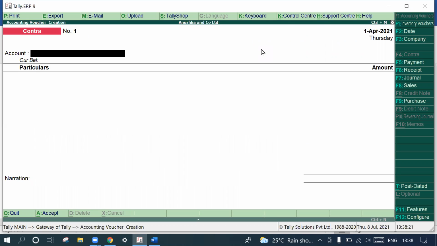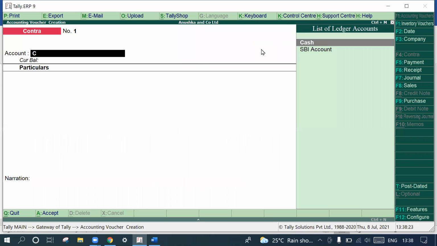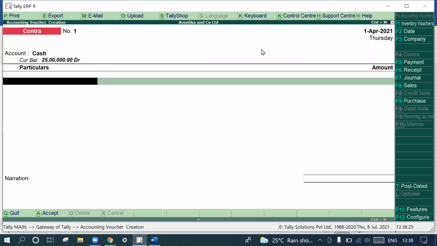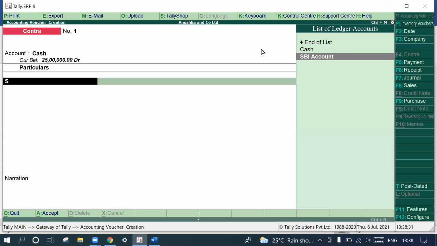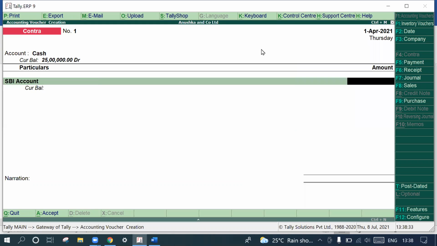So cash deposited in SBI. Amount, yes, 20 lakhs.